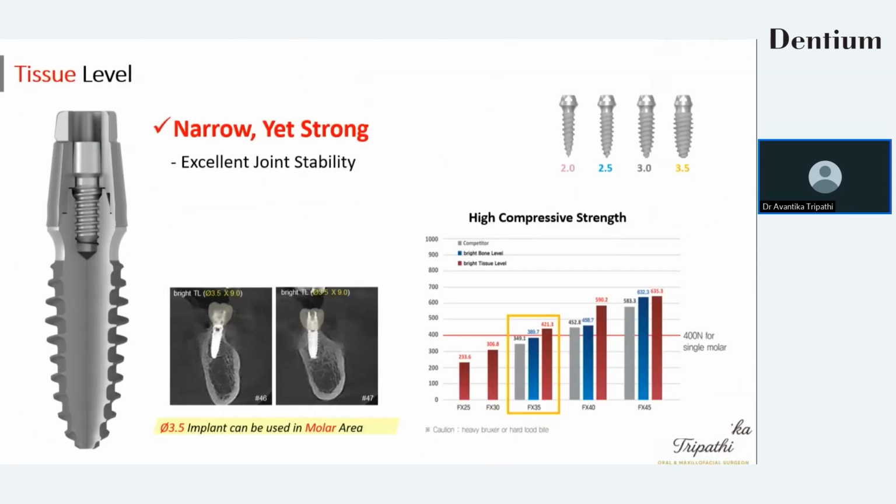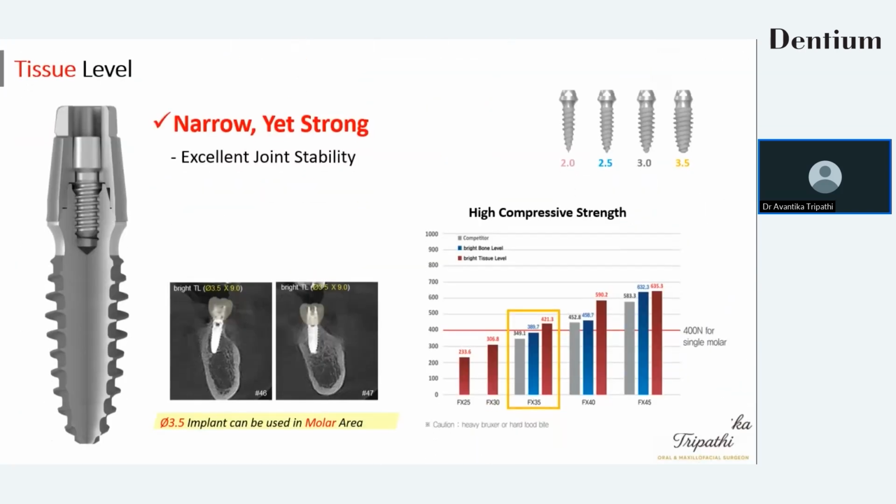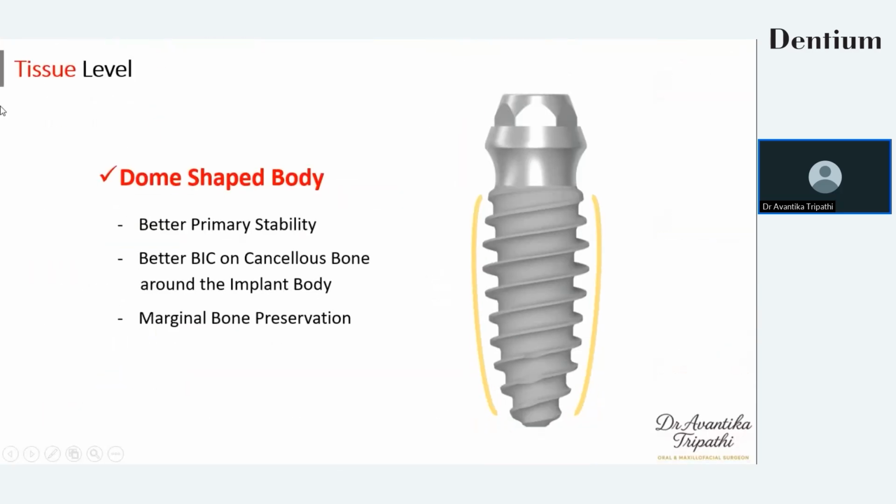Coming to the tissue level implants, the tissue level implants are narrow. They have an external hexagonal connection and a dome shaped body. The dome-shaped body allows maximum amount of bone-to-implant contact at the area of cancellous bone, which increases stability in the cancellous bone, in that area where we feel that the bone is very, very soft, minimum amount of bone is there.